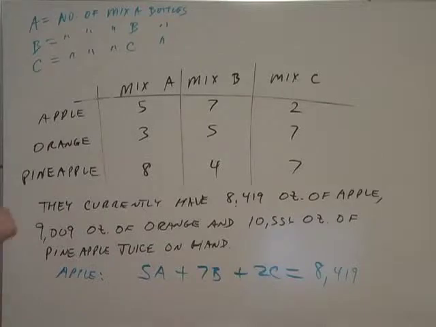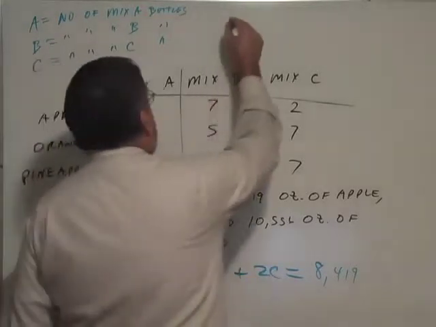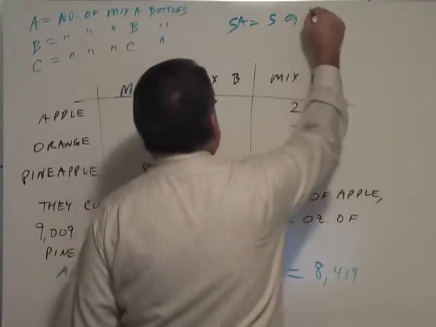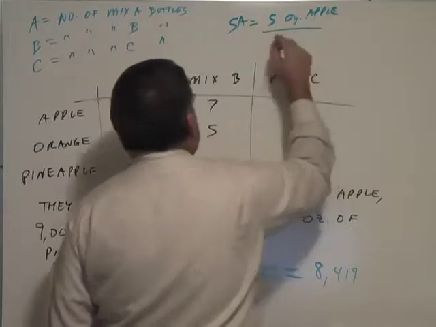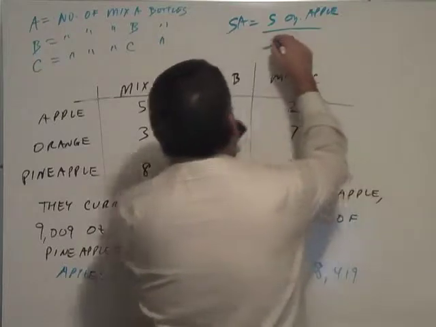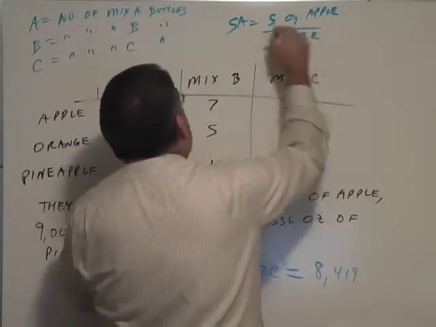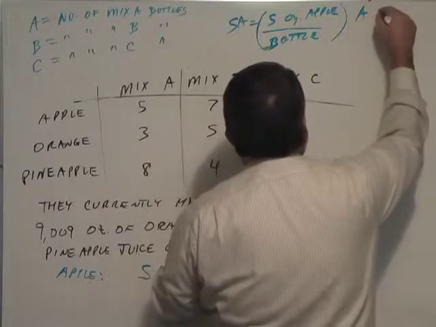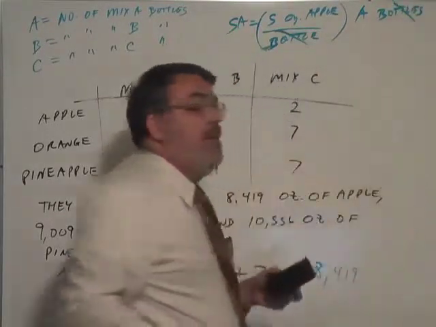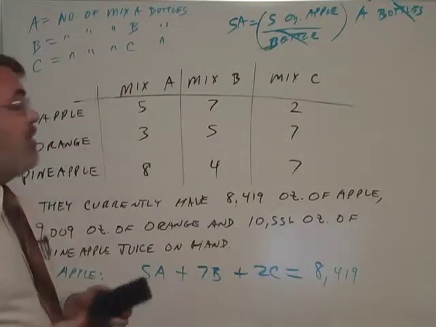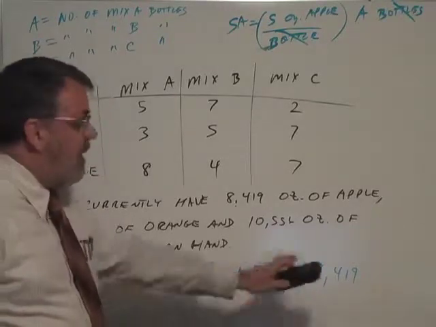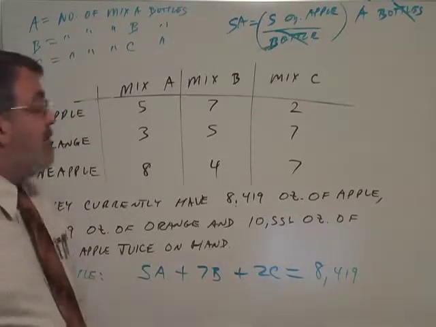Alright, so you can see this with the units. For example, 5A really means 5 ounces of apple juice per bottle, and A is the number of bottles. So the word bottles cancels out, leaving ounces of apple juice. That's why 5A gives you apple juice, 7B gives you apple juice. Altogether, we total up 8,419 ounces.